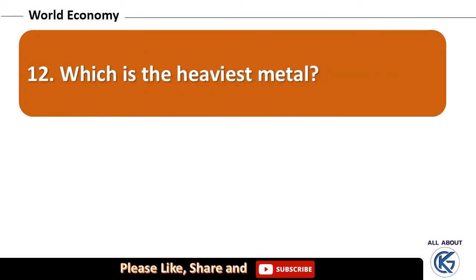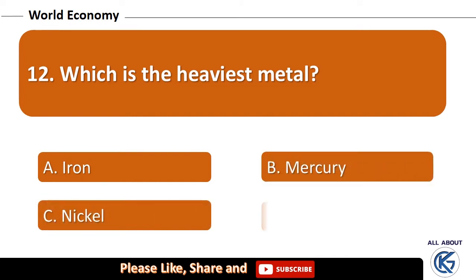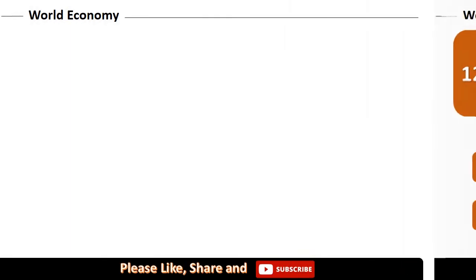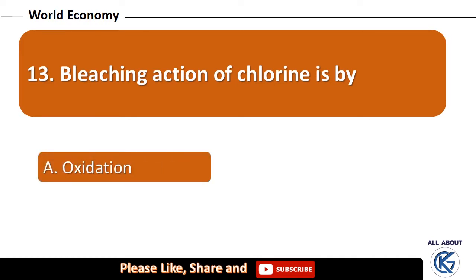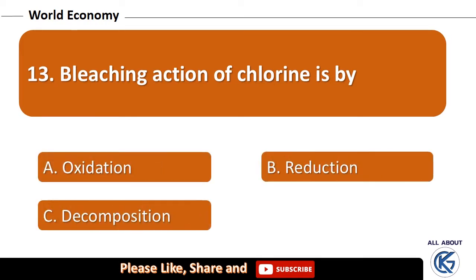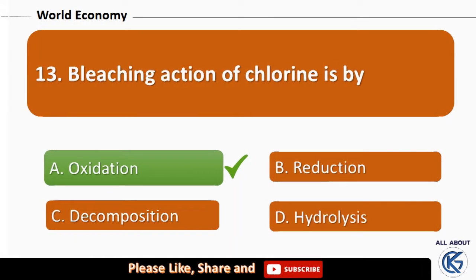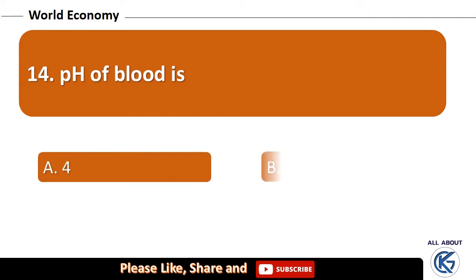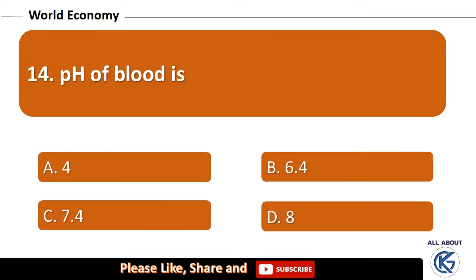Question number 12. Which is the heaviest metal? Iron, mercury, nickel, osmium. The right answer is osmium. Question number 13. Bleaching action of chlorine is by oxidation, reduction, decomposition, hydrolysis. The right answer is oxidation. Question number 14. pH of blood is 4, 6.4, 7.4, 8. The right answer is 7.4.